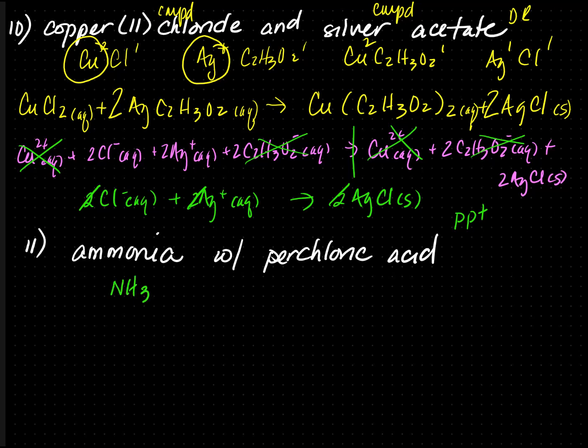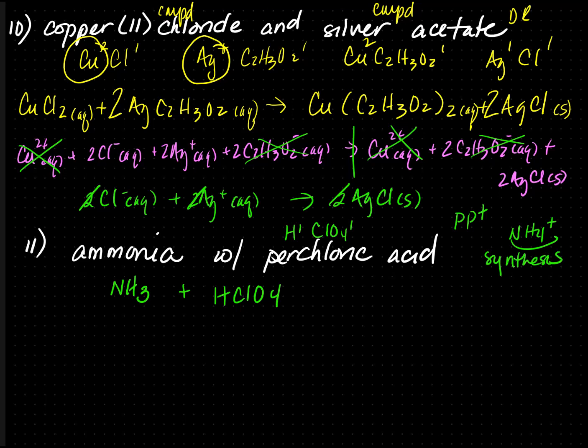Ammonia is NH3. Ammonium is NH4 plus. That's a polyatomic. Here, ammonium is a compound. With perchloric acid, all acids begin with an H. Perchlorate is ClO4 with a charge of 1 minus, so this is HClO4. This one is actually a synthesis reaction, so I should have given you the product.